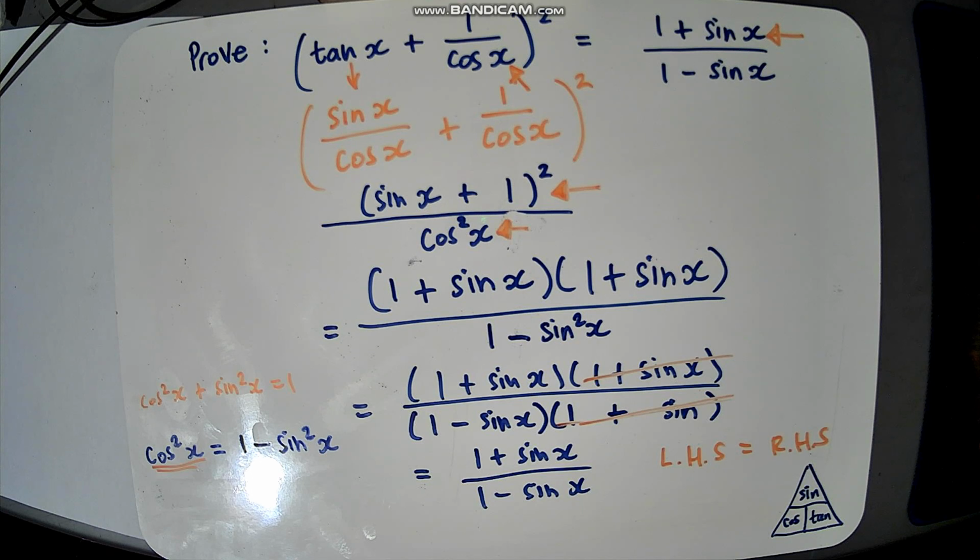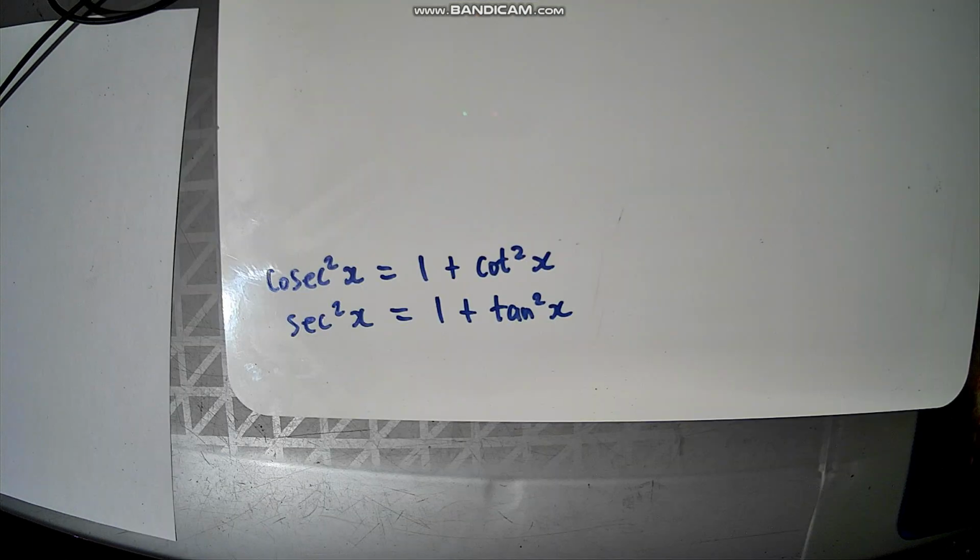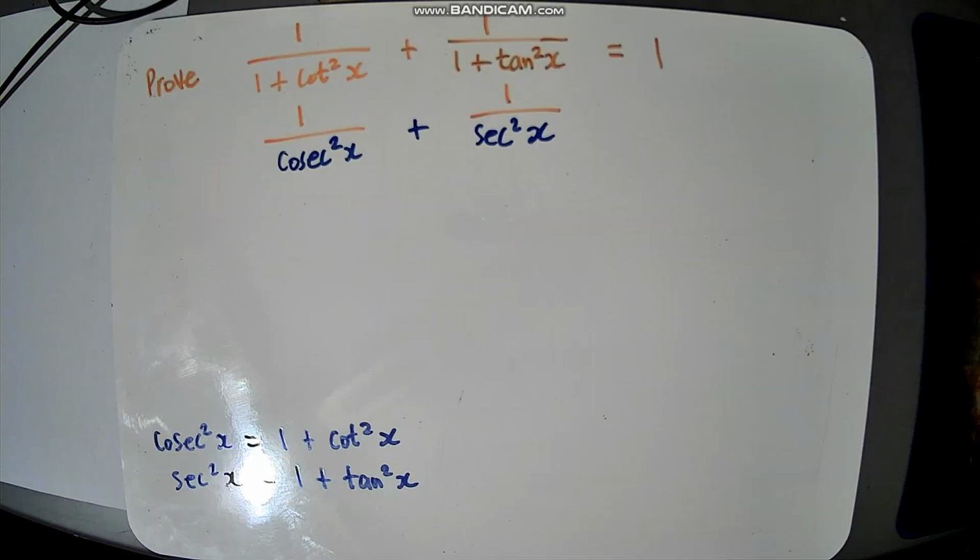There we have it. Okay, in the next example, we need to prove that all on the left hand side is equal to 1. This is a very simple one. Pause the video, try it out. Right, a tip for you, remember to use these identities here. These are the identities to use. Okay, substitute them and solve.